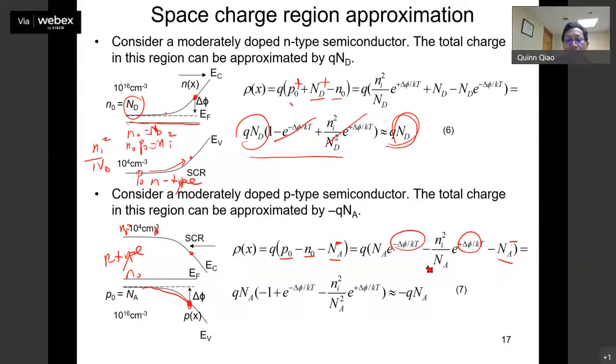Negative. Now with this, you can take qNa out. The same thing here, right? This delta phi over kT is negative, so this is small. And times here, ni is so much smaller than Na squared, so this is gone. So the remaining will be minus 1 times that, minus qNa. Okay, minus qNa. That's about how you analyze this.